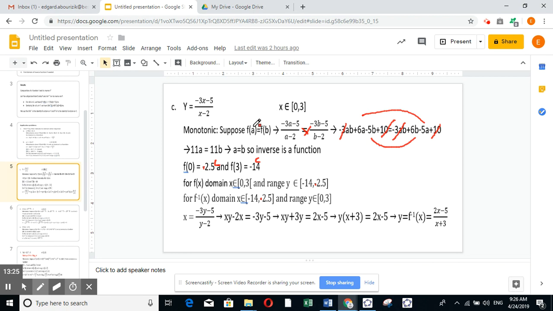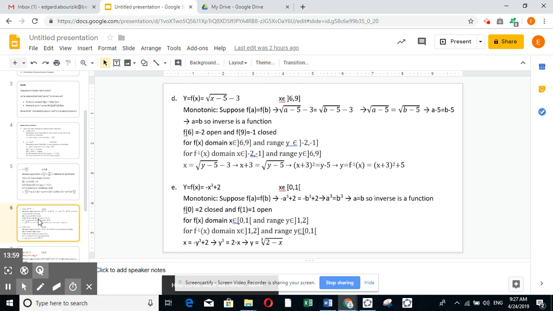Now we need to find the inverse function. We replace y by x and x by y. We cross multiply: xy minus 2x equal minus 3y minus 5. Because I want to solve for y, I put y on one side and everything on the other side. So I bring this 2x to the other side and you get xy plus 3y equal to x minus 5. I put y in factor, so y times x plus 3 equal to x minus 5. This is the inverse function that we found, and this is its domain and this is its range. As we saw in GeoGebra, no need to do it for each one. You can do it by yourself.